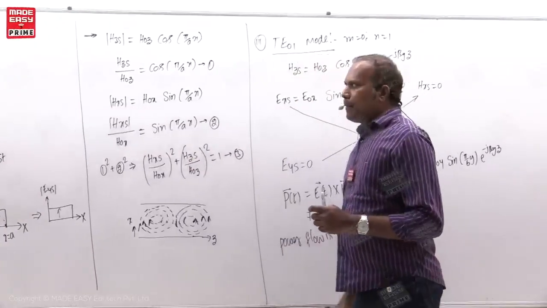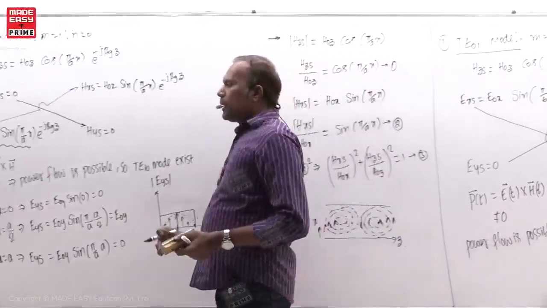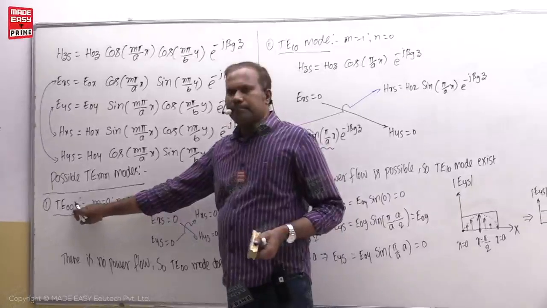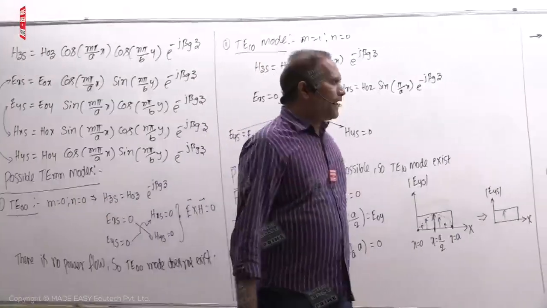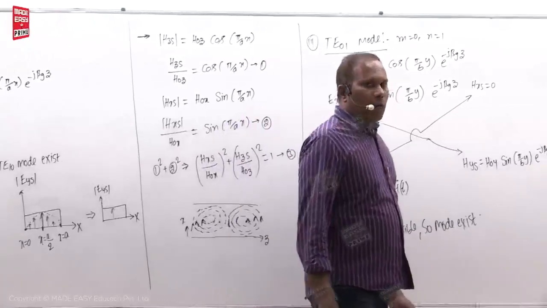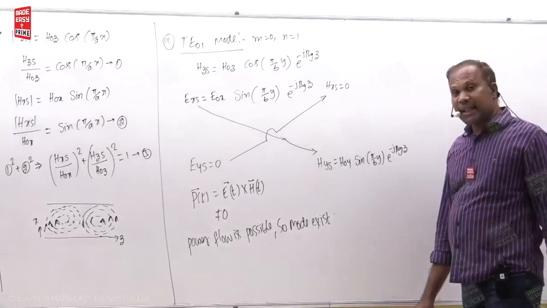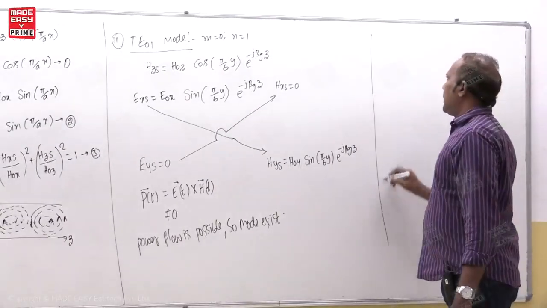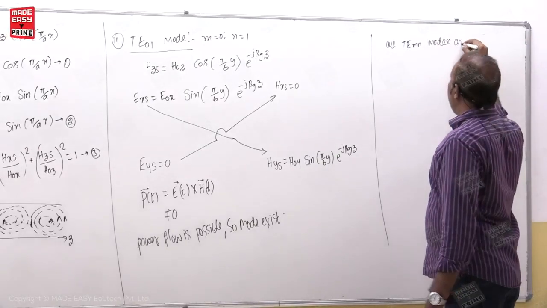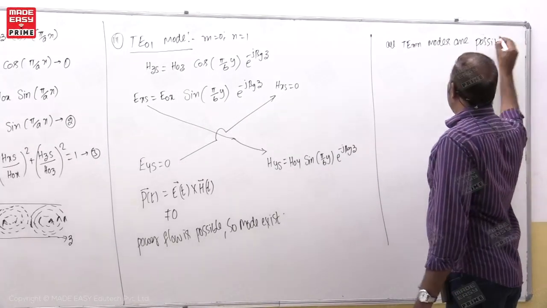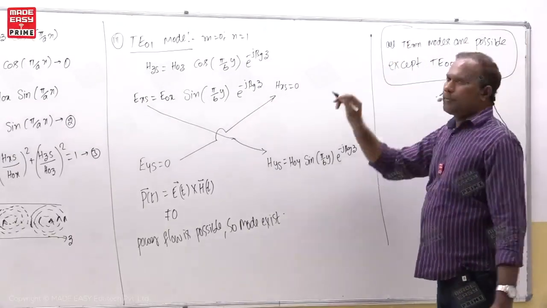In this way, all TEMN modes are possible except TE00 mode. This mode is not possible, all other modes are possible, students. Okay, that is the conclusion. What is the heading? What are the possible TEMN modes? Then the answer: all TEMN modes are possible except TE00. Right?